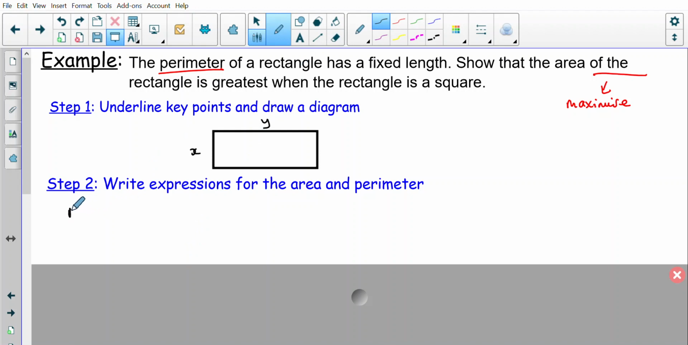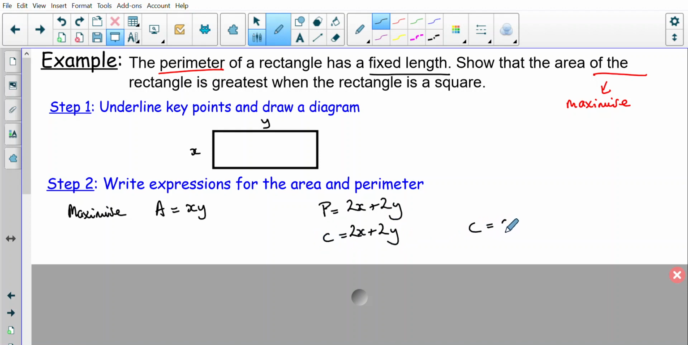So let's make a note again. The thing I'm trying to maximise is the area, and an expression for the area is just x times y. And an expression for the perimeter is 2x plus 2y, and I'm told that the perimeter has a fixed length. So I'm just going to put that perimeter equal to c, where c is just equal to some fixed constant number that we don't know. So we've got an expression for an area and a perimeter, because that's what the question is talking about.